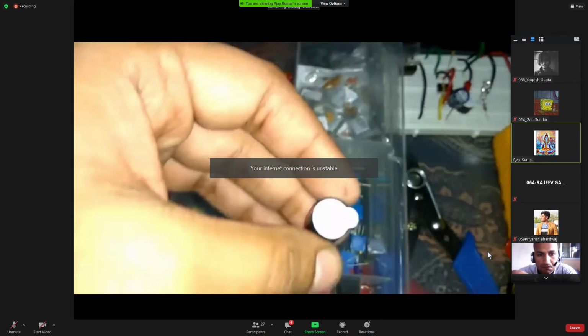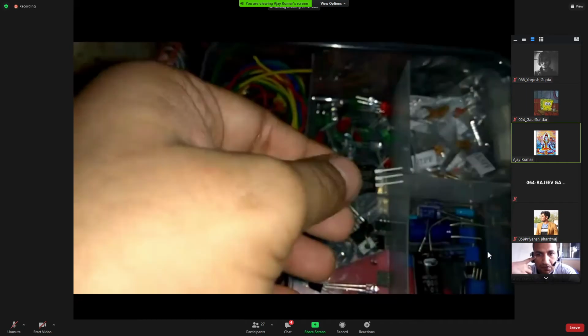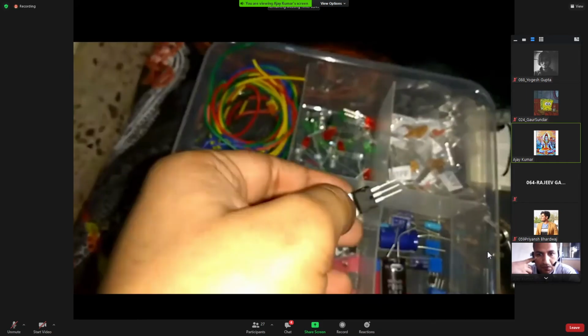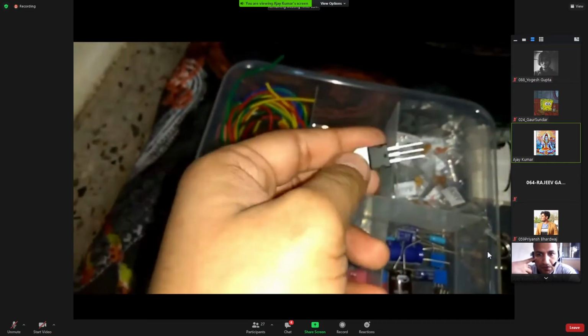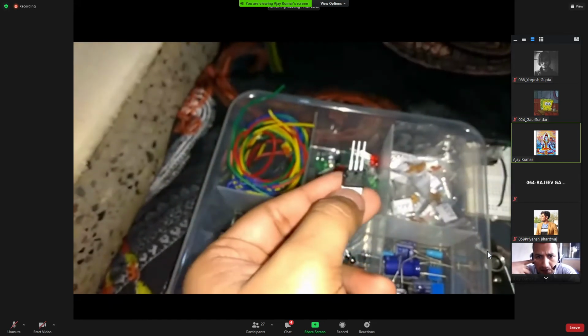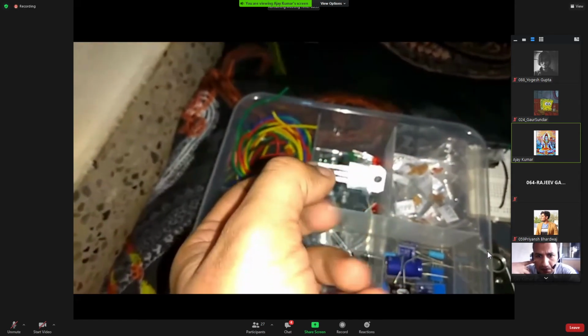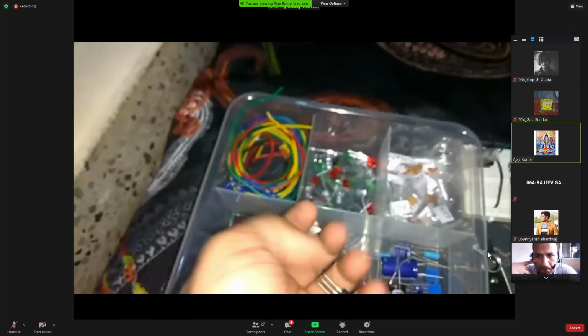Let's move towards some common ICs. This one is 7805, a voltage controller IC. How does it work? It is used to regulate your supply up to a regulated 5 volt. I'm going to review how it works in one of my next videos. It is 7805, has 3 legs: input, base and output.